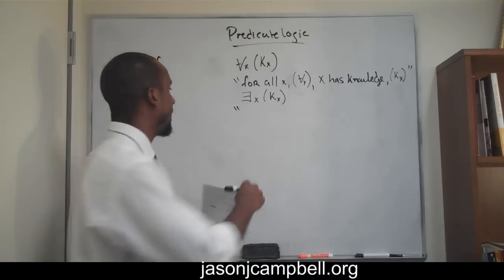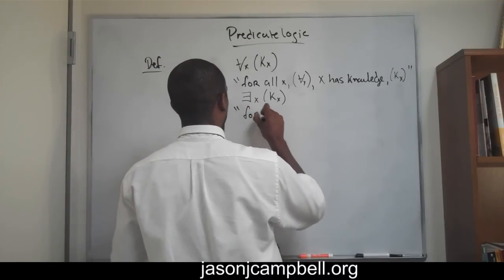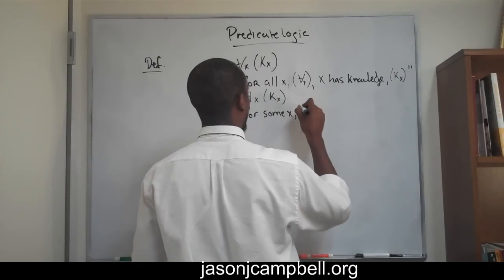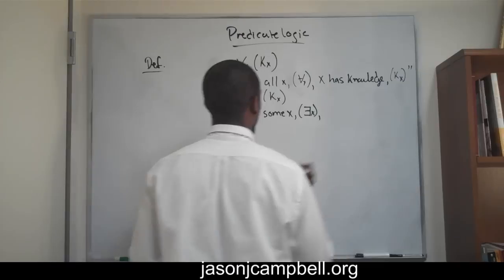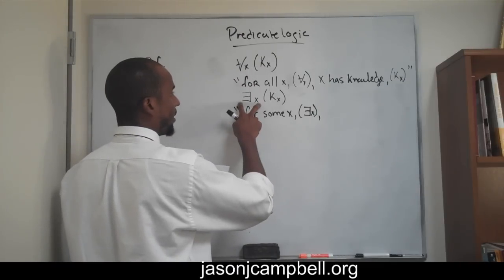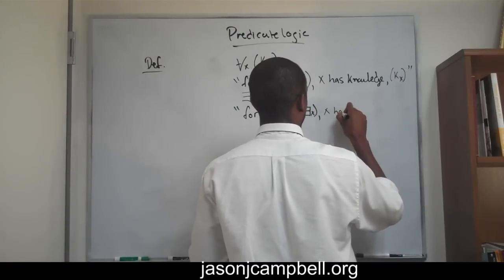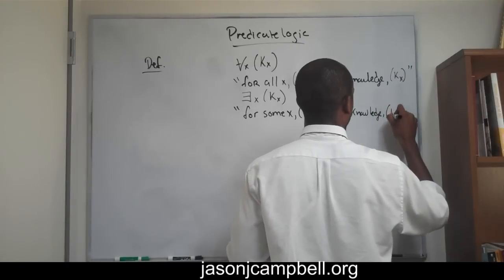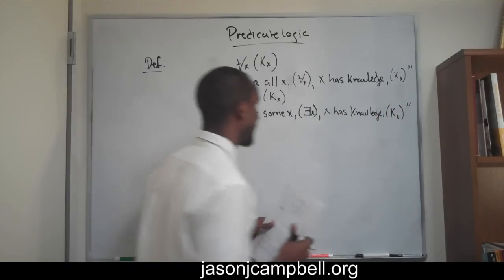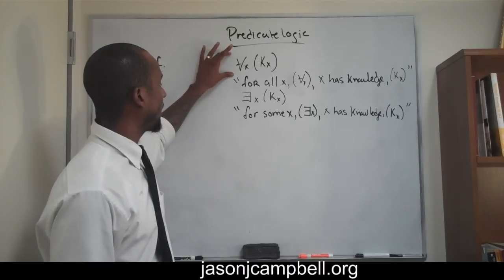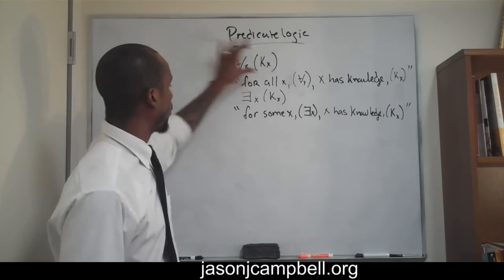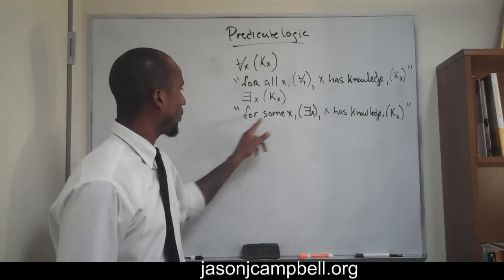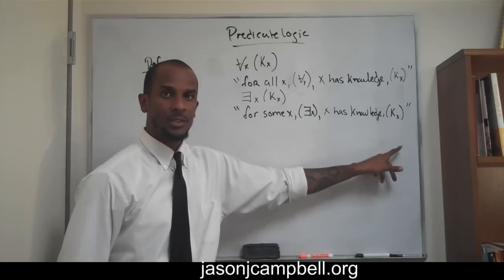It's just different. This would be for some x, which is represented by this symbol, x has knowledge, which is represented by this. So this structure means for all x, x has knowledge. This means for some x, x has knowledge. Pretty simple.